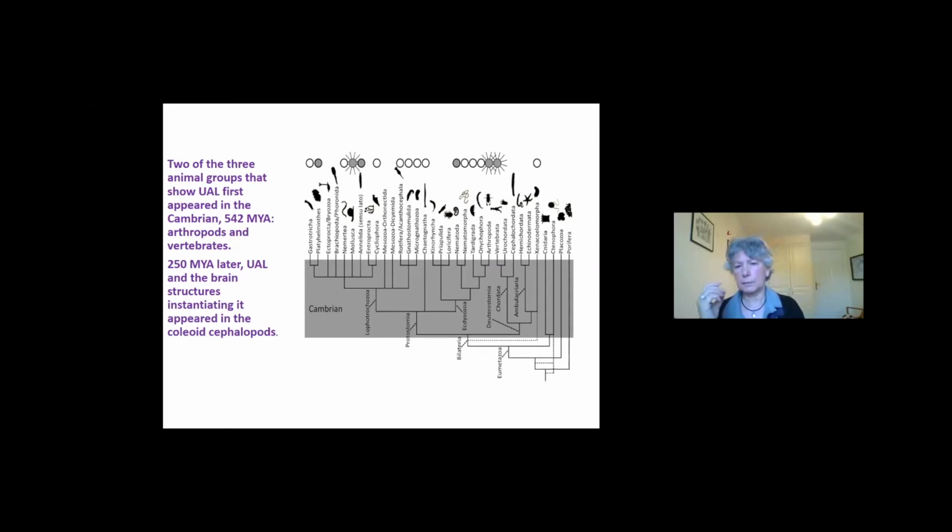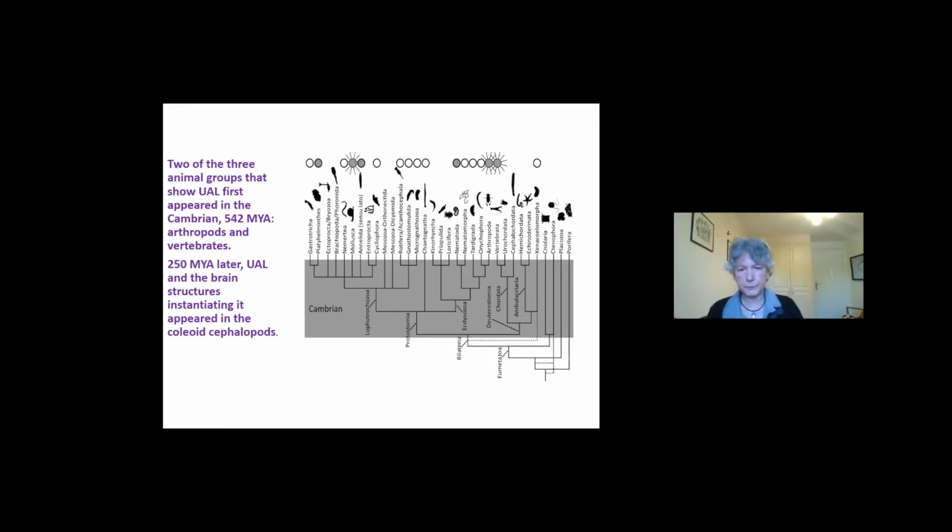Here, what we see in this figure are all the animal phyla, and the ones that have a gray circle with rays are the ones that exhibit UAL. The ones that have only gray without the rays exhibit limited associative learning. They can learn by association, but they cannot do the whole range of things that unlimited associative learning animals are capable of.